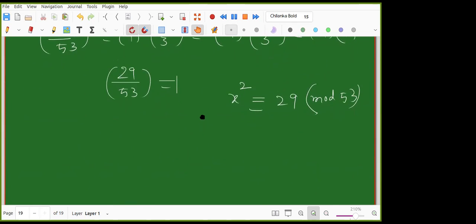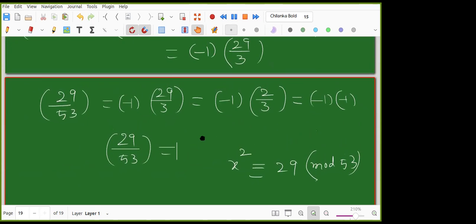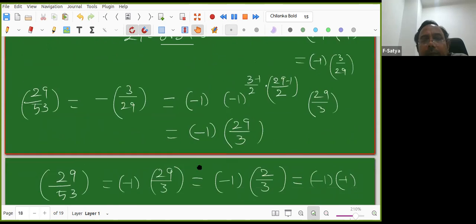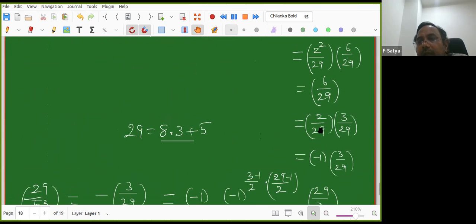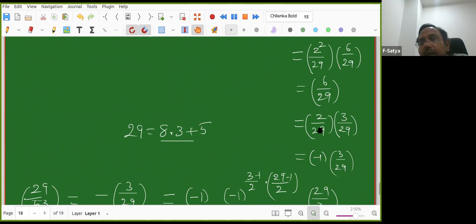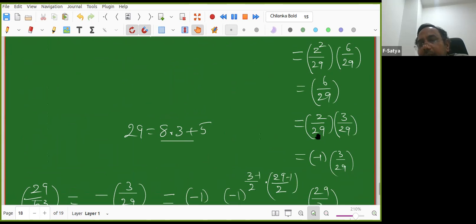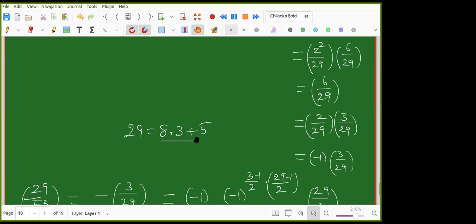Excuse me, sir. Can you repeat how we got 2 by 29 is -1? Yes. Why minus? You see, we computed 2 by p is 1 or -1. It is 1 when my prime p is of the form 8k plus 1 or 8k plus 7. It is -1 when it is of the form 8k plus 3 or 8k plus 5. Yes, 29 is of the form 8k plus 5.